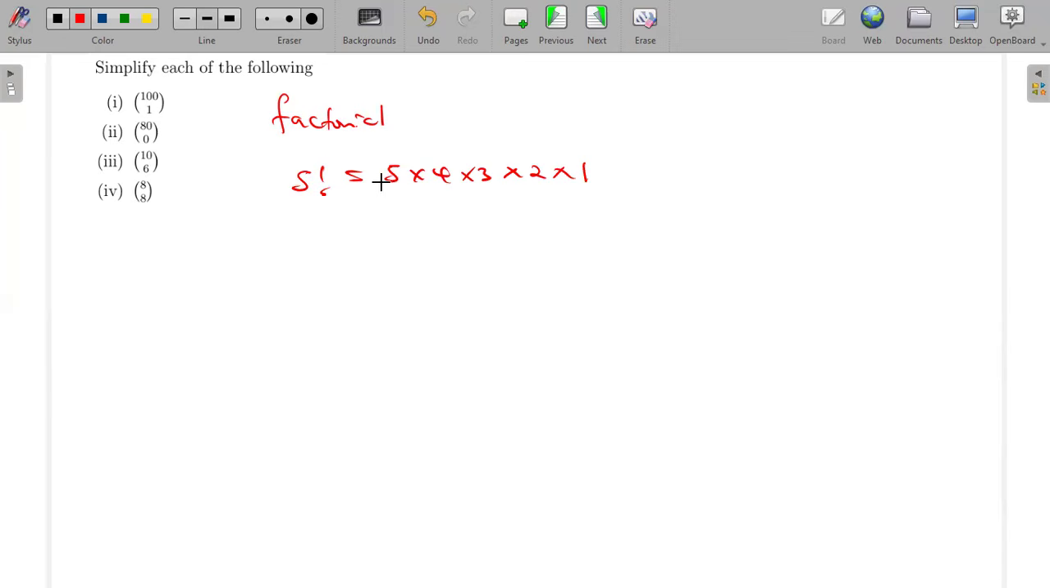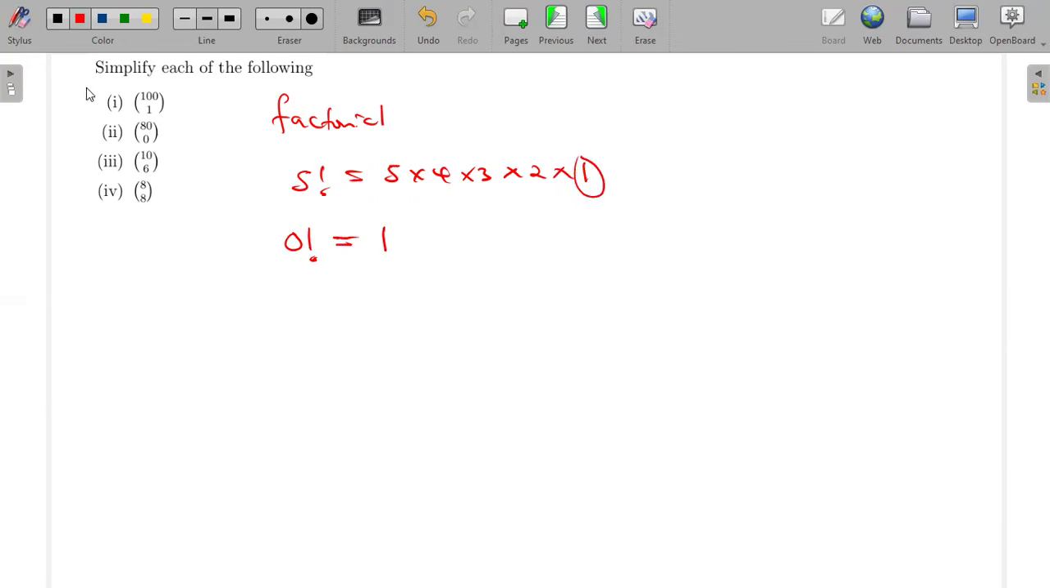So you're just getting the product of the integers, each less than the previous number by 1, until you reach the last point, which is 1. Then you would ask, what if I have 0 in the question? 0 factorial is defined to be 1. So you have 0 factorial being 1, like that.